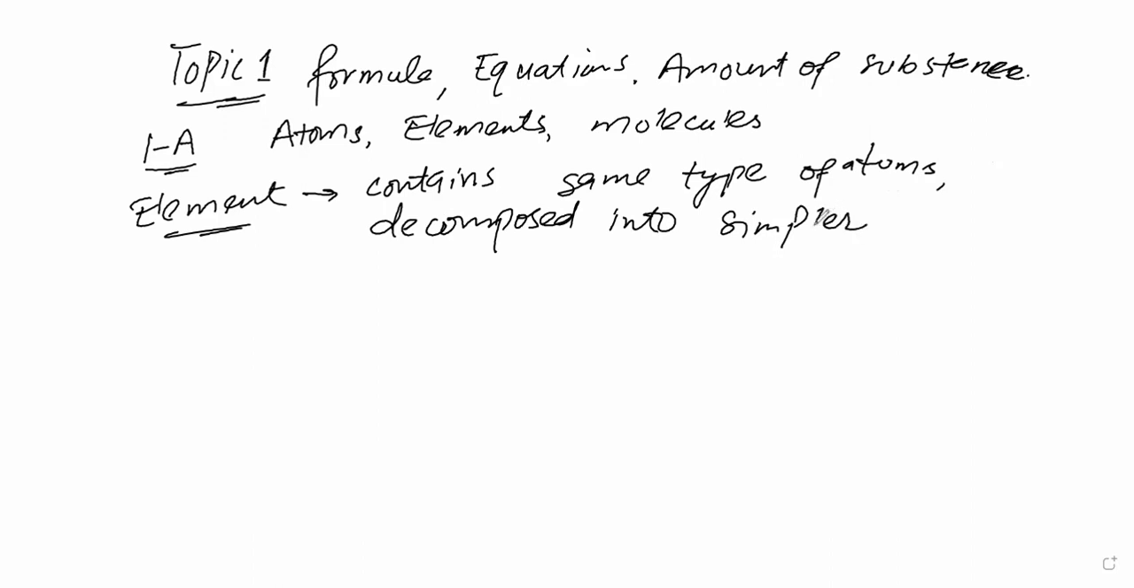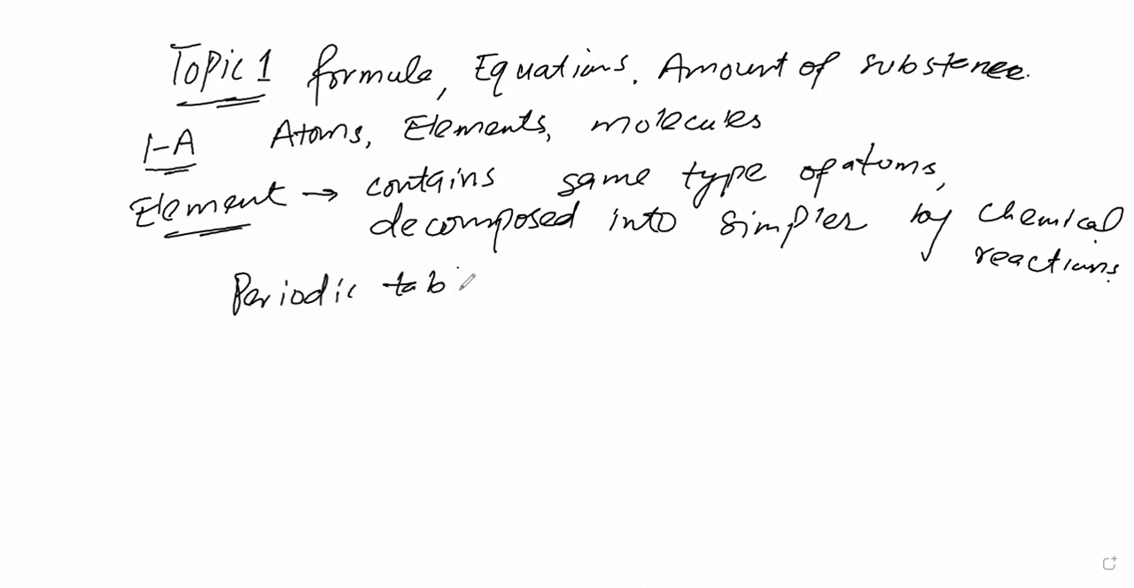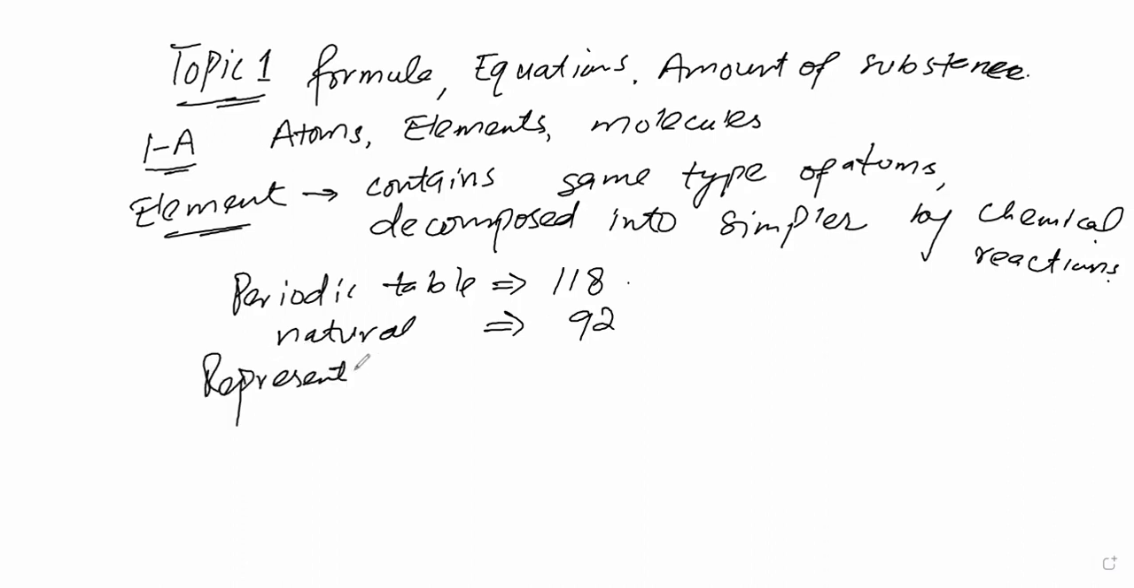Make sure that it cannot be decomposed by ordinary chemical means, or you can say by chemical reactions. So we cannot break it down. They have been given in the periodic table. How many are there? There are actually 118, and natural elements are 92. And you must know that elements are represented by symbols.